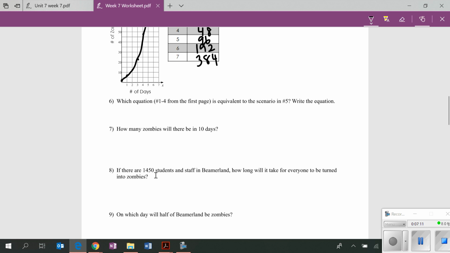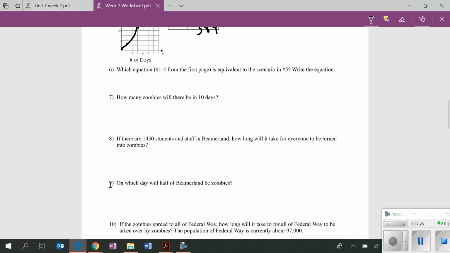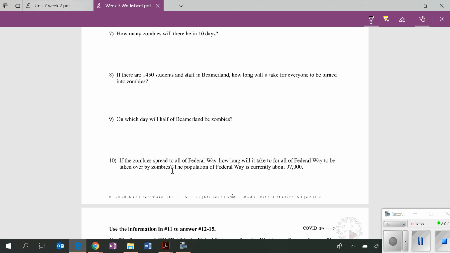Number 8, if there are 1,450 students and staff in Beamerland, how long will it take for everyone to be turned into zombies? So you're going to figure out, when is my y equal to 1,450? And on which day will half of Beamerland be zombies? So you're going to take half of the students and staff and figure out what y value that is. And lastly, if the zombies spread to all of Federal Way, how long will it take for all of Federal Way to be taken over by zombies? Population is currently about 97,000, so you're going to be looking for a y value of at least 97,000.